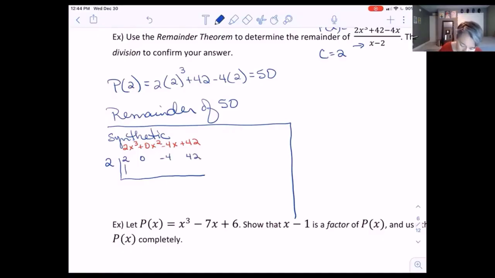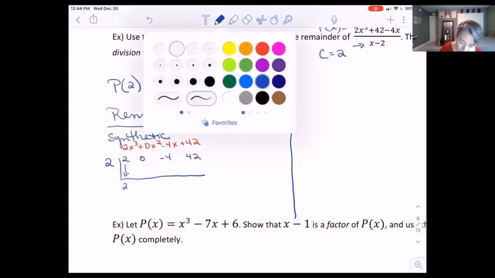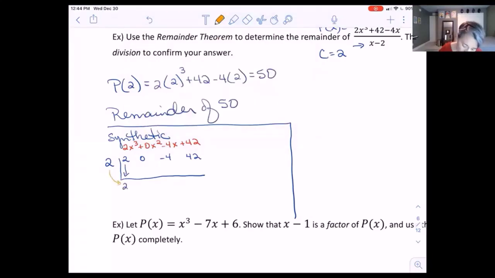So here's what we do with synthetic. We bring down the first number, which is 2, then we multiply by that outside number and bring it back up. We do that every single time. So this becomes a 4. Then we add the 0 and 4 and get 4. We multiply it by this outside 2 again and get 8. We add the negative 4 and 8 and we get a positive 4. We multiply that outside 2 and the 4 and we get an 8. And we end up with 50 as our remainder.